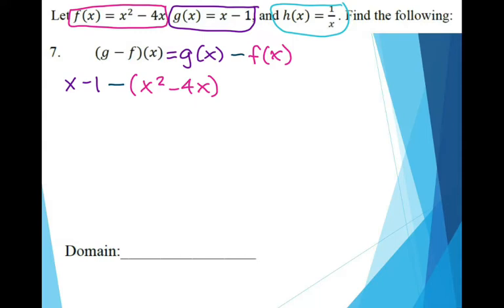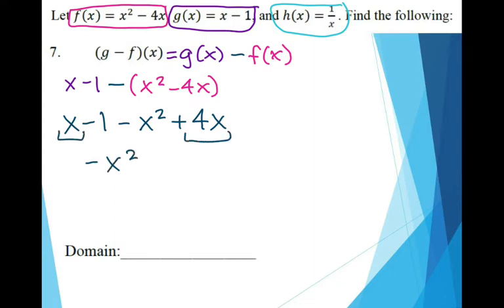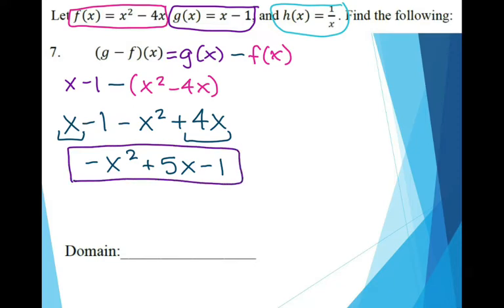If you'll notice, I did put that x squared minus 4x in parentheses since I am subtracting both of those terms. I'm going to go ahead and distribute that minus into my second function, so that gives me x minus 1 minus x squared plus 4x, because I distributed that minus. I'm going to rearrange this and write it in standard form. That gives me negative x squared. I have these two like terms, x plus 4x is 5x, and minus 1. So there is my resulting function of subtraction.